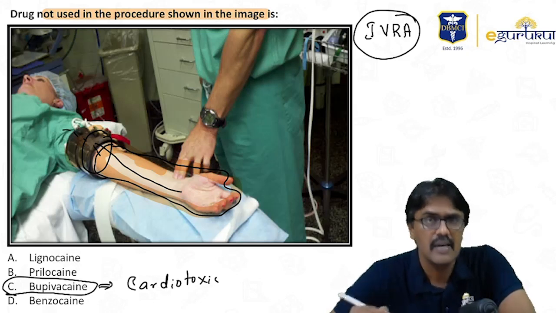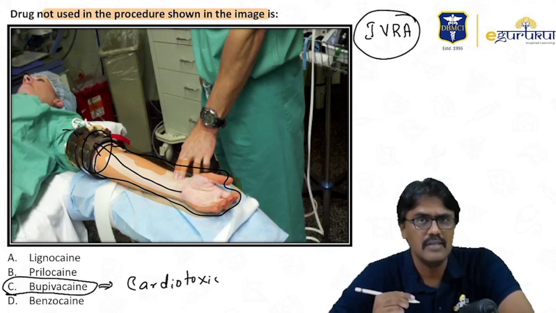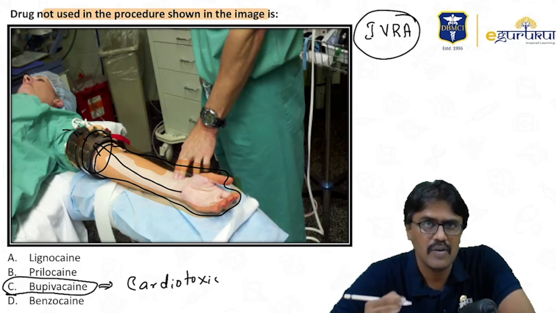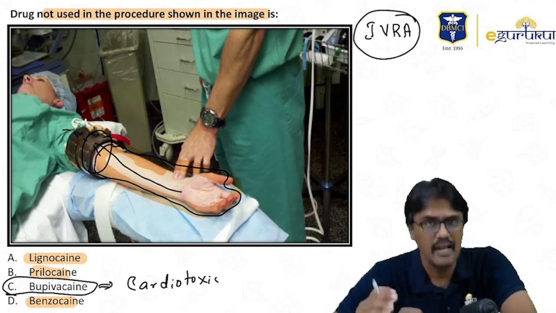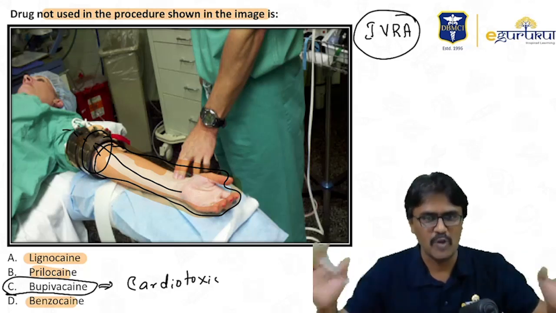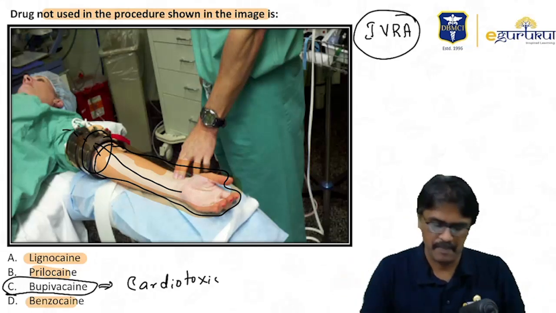The reason is if some amount of drug enters inside the system, it can cause cardiotoxicity, but that is not seen with these drugs. That is lignocaine, prilocaine, and benzocaine. So there it is not seen.